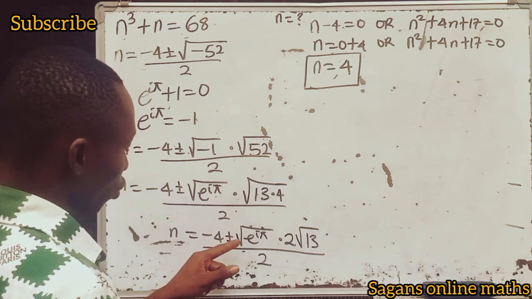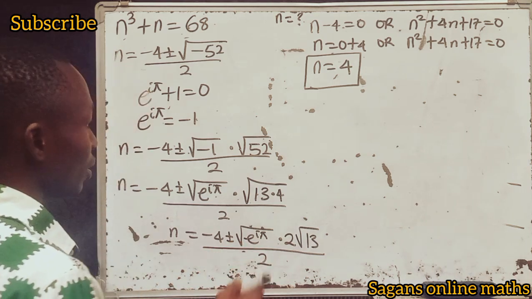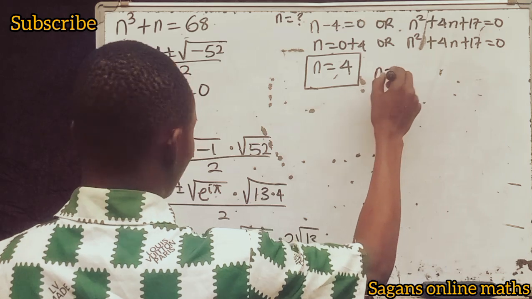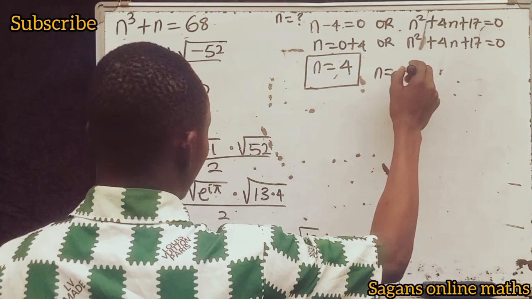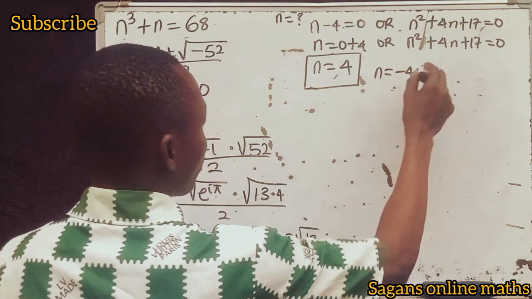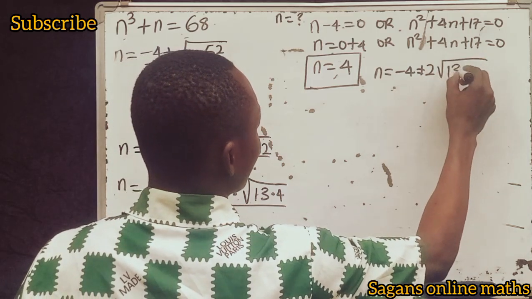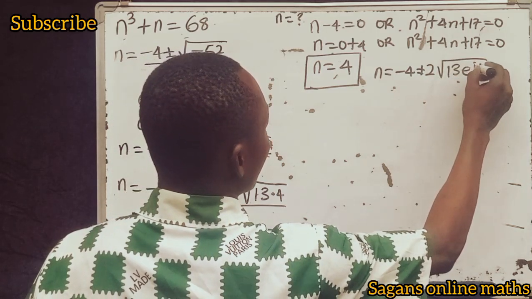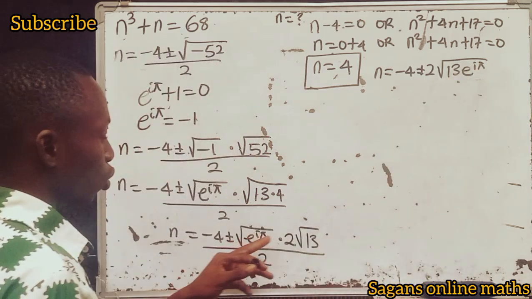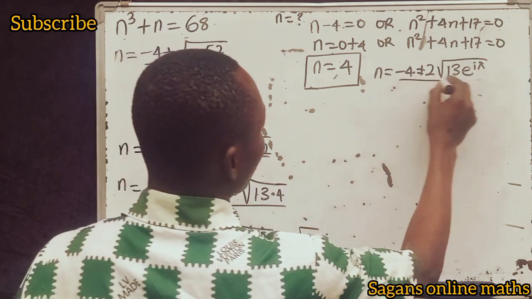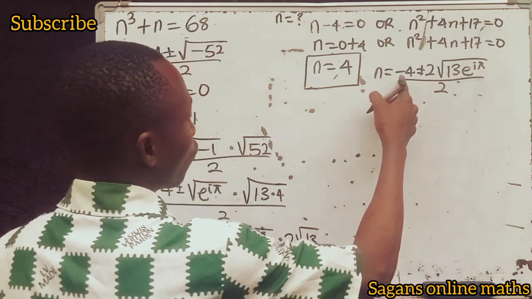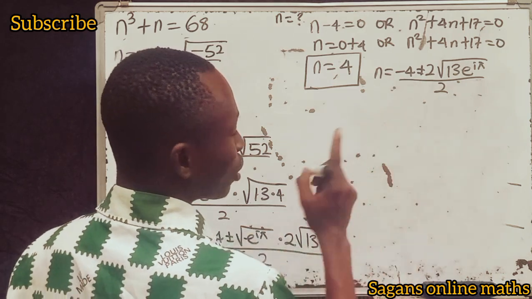Now from here, look at what you are going to do. You have a square root here, so we can do something very amazing. That means our n will be equal to -4, then plus or minus 2 root 13 multiplied by e to the power of i pi, by obeying the rule of surds, then divided by 2. Now -4 divided by 2 gives us -2.